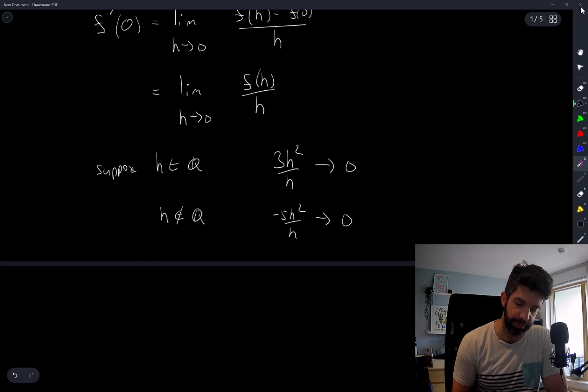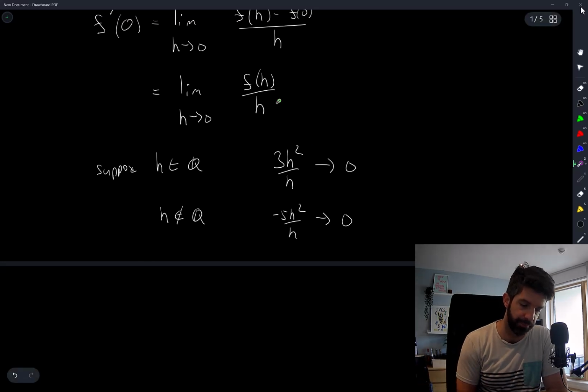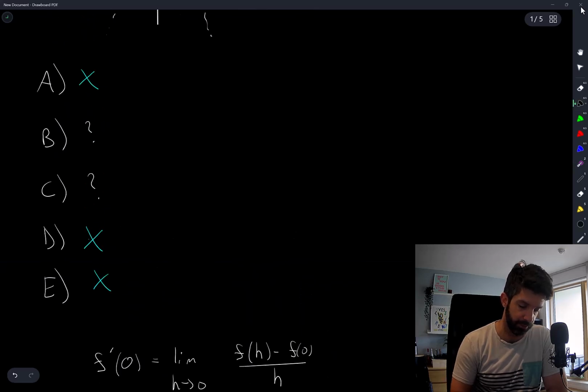Now this isn't a full proof exactly, but whether the values of h are rational or irrational, as they get closer and closer to 0, this ratio also gets closer and closer to 0. So for that reason, option B is going to be true, and option C will be false.